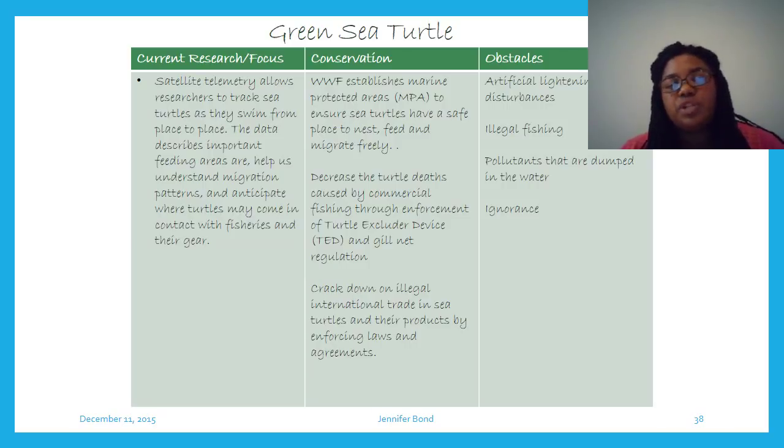As far as conservation efforts go, the WWF establishes marine protected areas to ensure sea turtles have a safe place to nest, feed, and migrate freely. The decrease of turtle deaths caused by commercial fishing through the enforcement of the TED, or the Turtle Excluder Device, and gillnet regulation, and cracking down on illegal international trade in sea turtles and their products by enforcing the laws and agreements. And the obstacles are artificial lighting disturbances, illegal fishing, pollutants that are dumped in the water, and of course, ignorance.